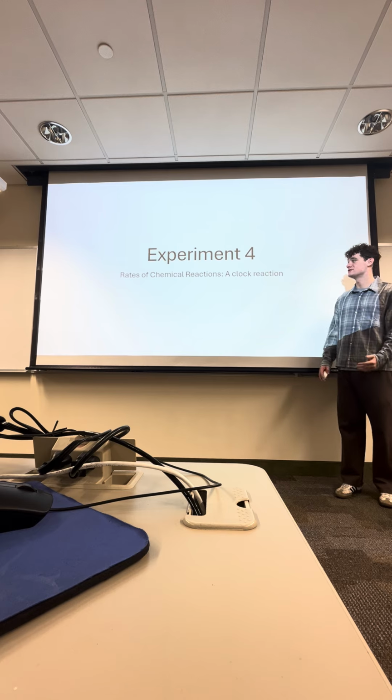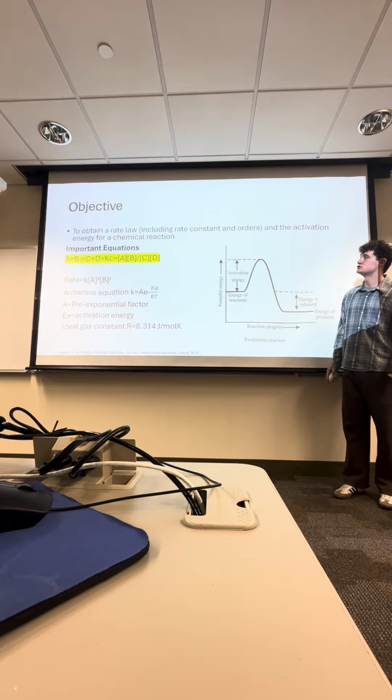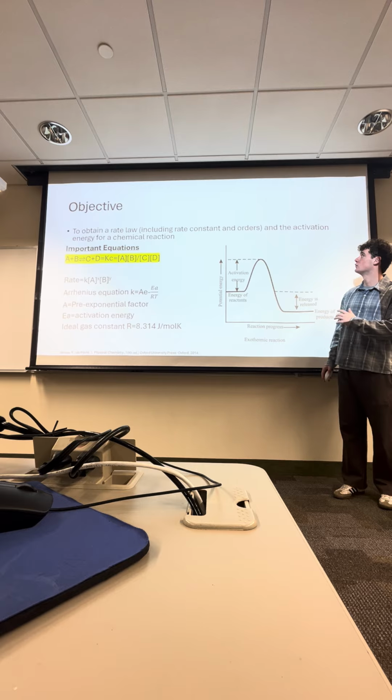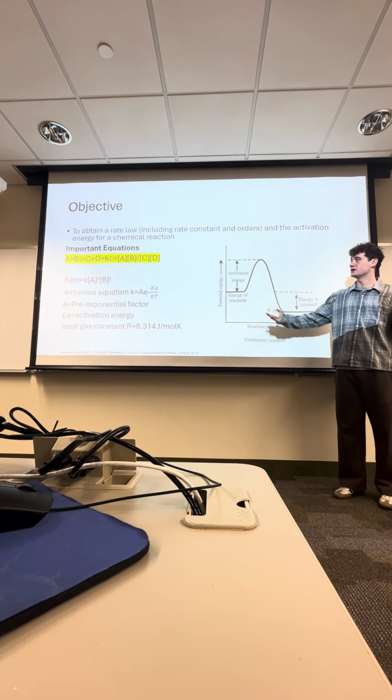Experiment 4, rates of chemical reactions, a clock reaction. Now, the objective of this experiment was to obtain a rate law, including rate constant and orders, and the activation energy for the reaction. Now, before we get into that, I'd like to go over some important equations.